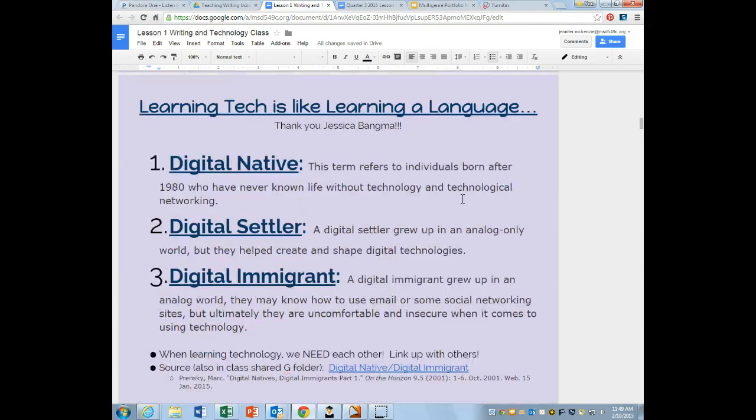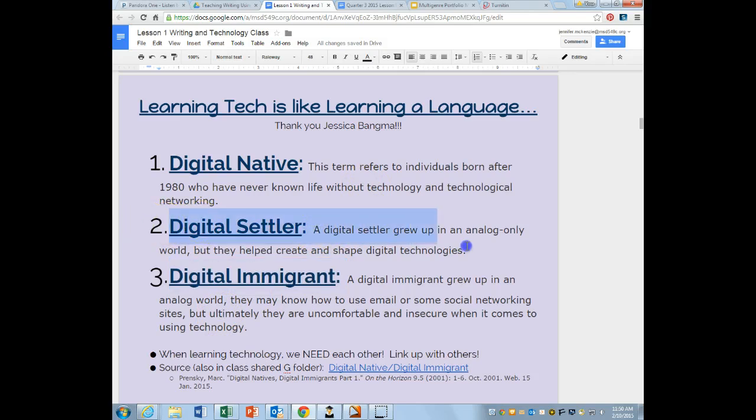That led us to a discussion of these current terms, digital native versus digital immigrant. A digital native is someone who was born after 1980, and they have known life with technology. They're into social networking. They've always used technology. When they began school, they used computers. A digital immigrant is a person who grew up in an analog world, and so they may be uncomfortable with some technology, especially newer technology.